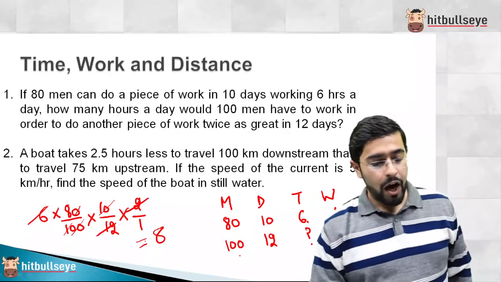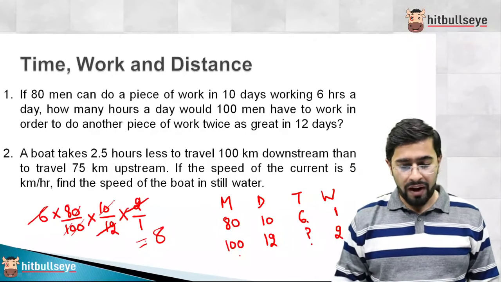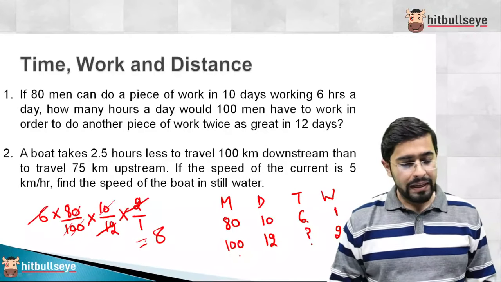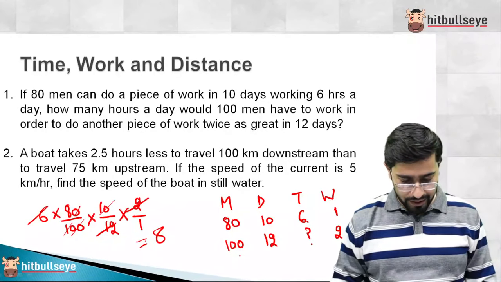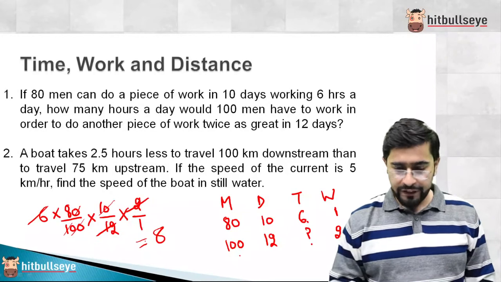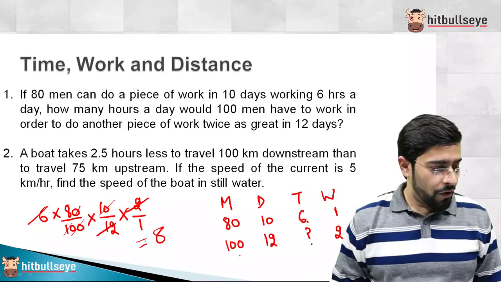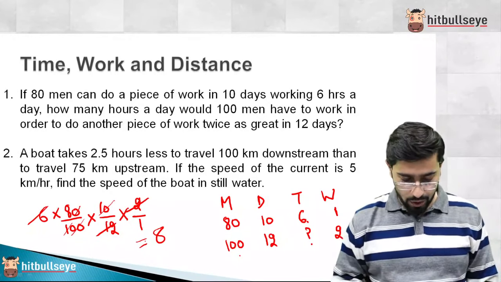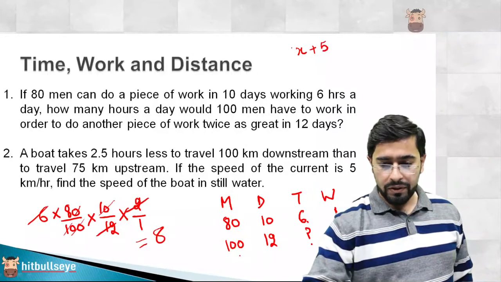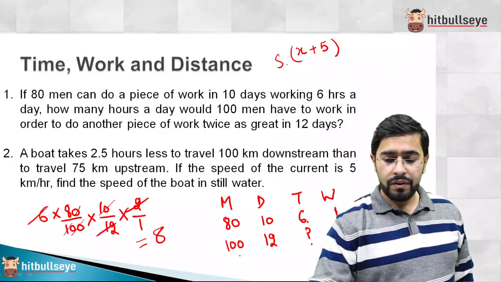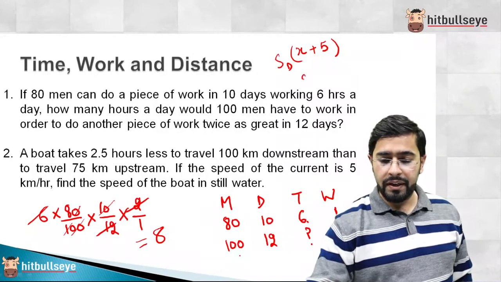And last is, a boat takes 2.5 hours less to travel 100 kilometers downstream than to travel 75 kilometers upstream. If the speed of the current is 5 kilometers per hour, find the speed of the boat in still water. So let the speed of the boat be x. When it is coming downstream, this is the speed, and when it is going upstream, this is the speed.